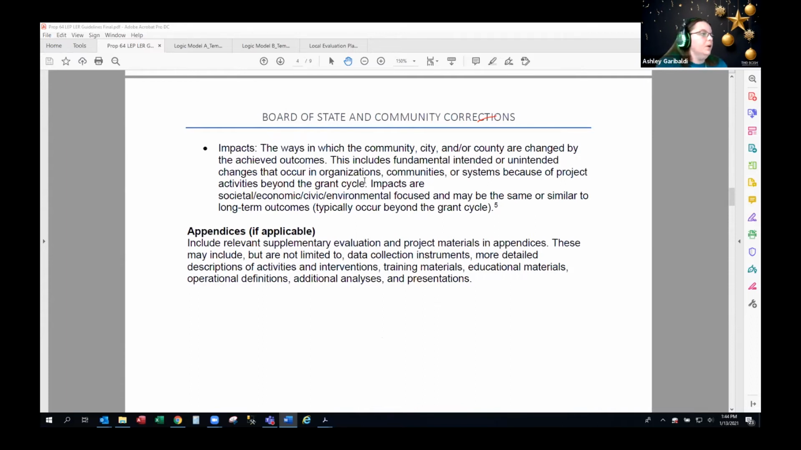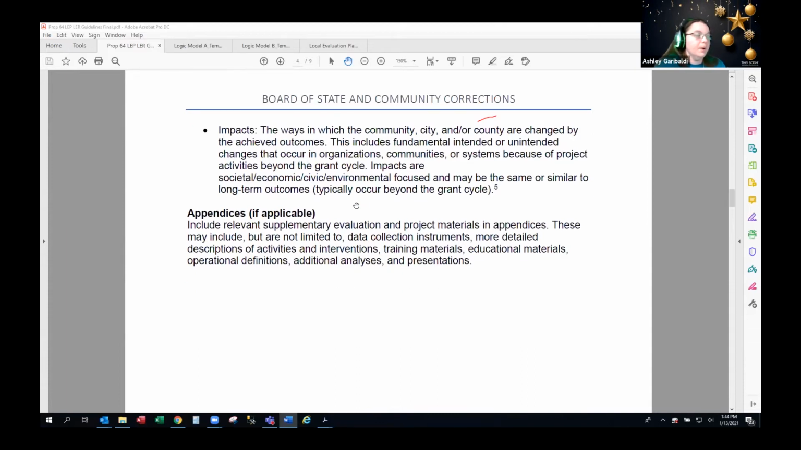And then at this point, if you have any appendices like we talked about, maybe some templates or surveys or materials that you think would help explain your program, please attach them. We'd love to see them. Again, they're not required, but if it helps us to understand how you're going to be providing services and evaluating those services, please do include them.